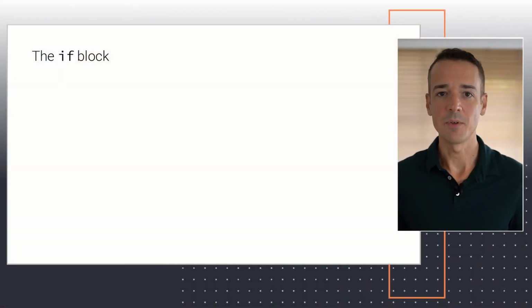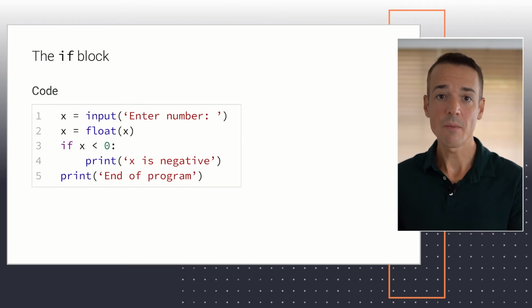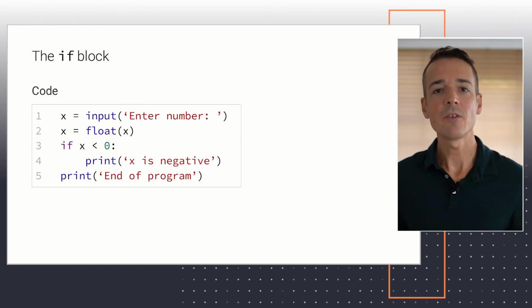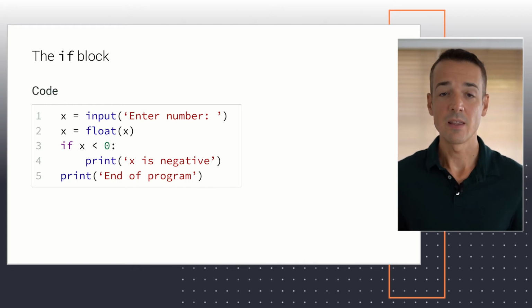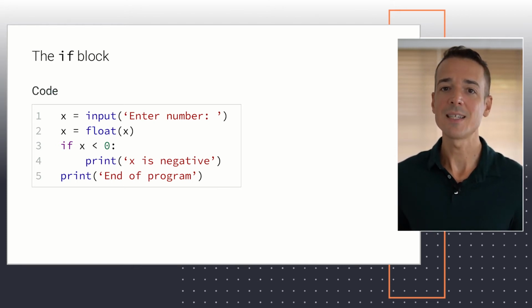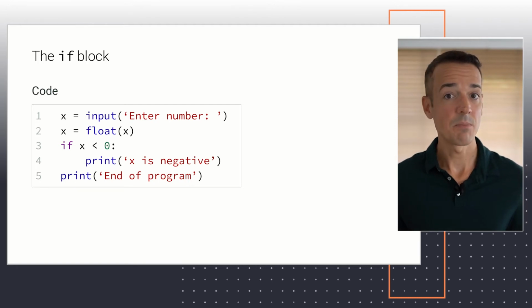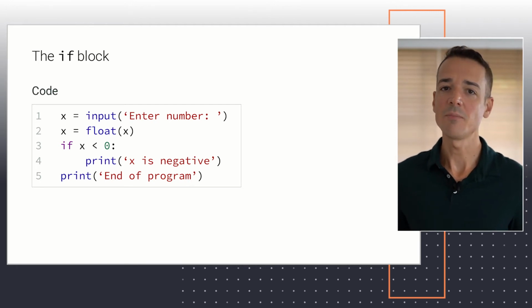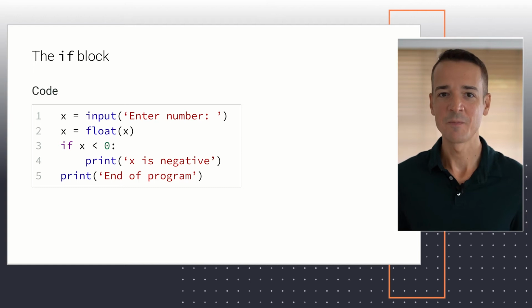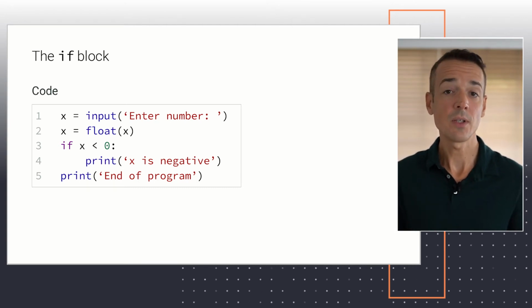Let's look at an example. The following Python program reads a number from the user and converts it into a float. The program then prints a message only if the entered number is negative. After that, the program concludes by printing a final message unconditionally. The way this program checks whether the number is negative is through Boolean expression x less than 0 as the condition in the if statement.